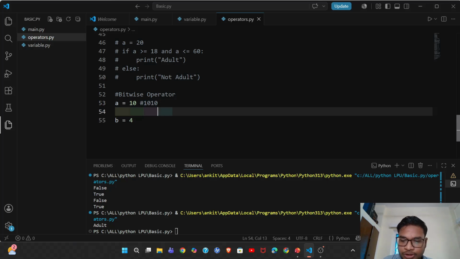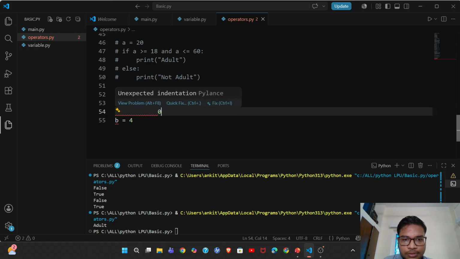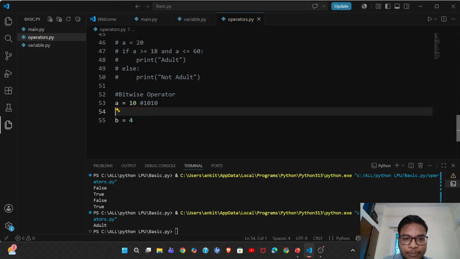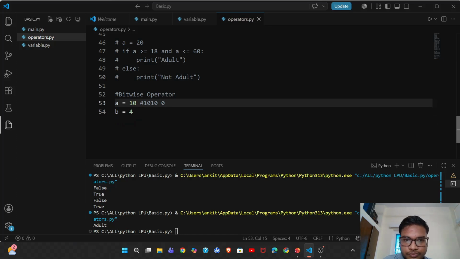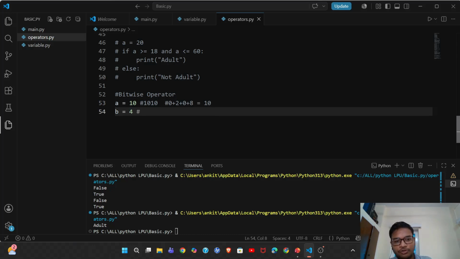Here the bit for 2 to the power 0 is 0, and for 2 to the power 1 the value is 2. After finding each value, just add them. So 2 to the power 0 is 0, 2 to the power 1 equals 2, 2 to the power 2 is 0, and 2 to the power 3 is 8. The value is 10. Correct.